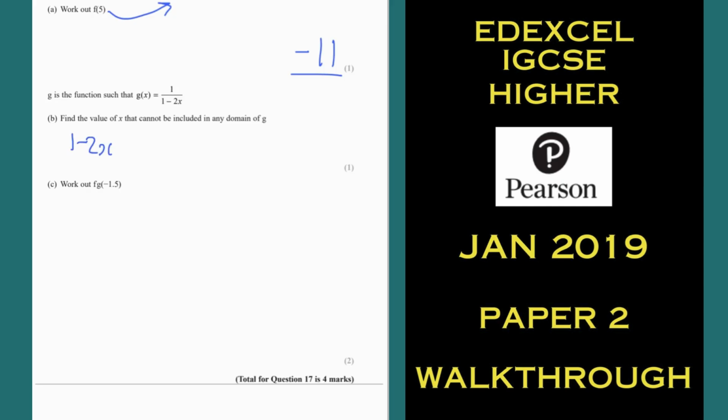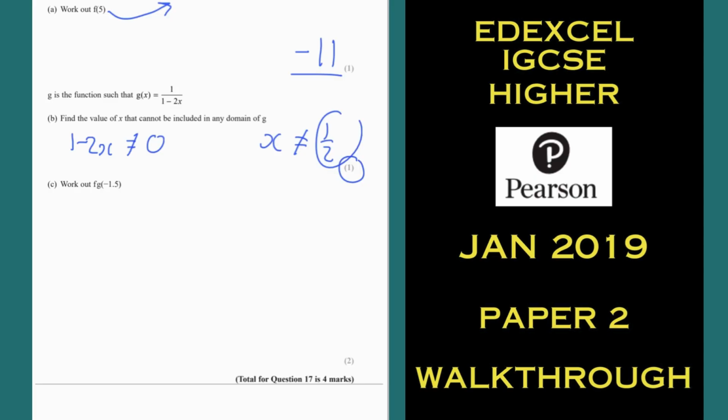We do not want this to equal 0. We do not want it. Now, if you add 2x to both sides and halve it, in other words, we do not want x to be a half. Because if it is, you're doing 1 divided by 0, and that's when math starts to not go so well for you. Anyway, it's only worth 1 mark. Just need to put the half as the answer.